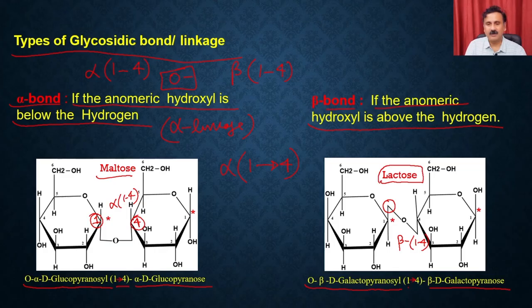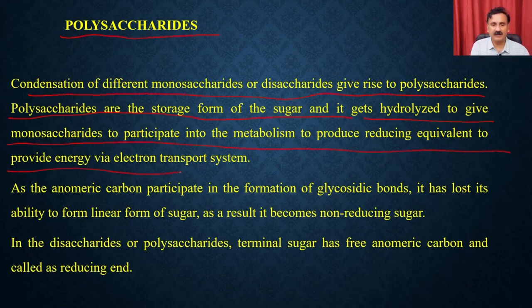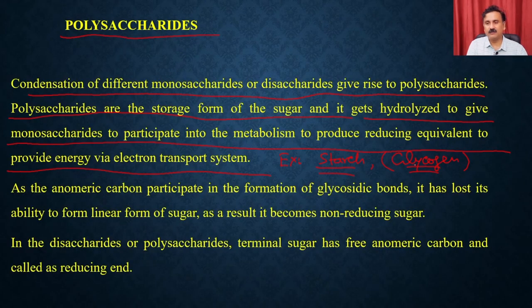The same kind of glycosidic bond is formed to give rise to polysaccharides. The condensation of different monosaccharides or disaccharides gives rise to polysaccharides. Polysaccharides are the storage form of sugar, and they get hydrolyzed to give monosaccharides that participate in metabolism to produce reducing equivalents to provide energy via the electron transport chain. Examples are starch, which is the storage polysaccharide present in plants, and glycogen, which is the storage polysaccharide present in animals. Both starch and glycogen are stored as food, and that's why they are used for energy production.